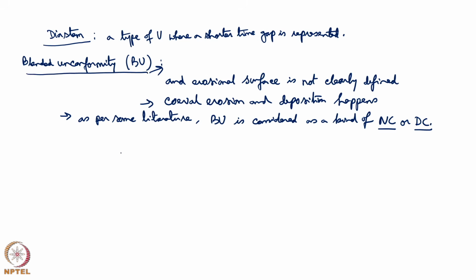Previously we were marking a clear unconformity, and then there are other layers above, but such a sharp unconformity plane will not be found in case of a blended unconformity. Not only erosion was happening, but when materials were eroded out, deposition was also happening together. So, such a sharp unconformity plane is not visible in case of a blended unconformity.